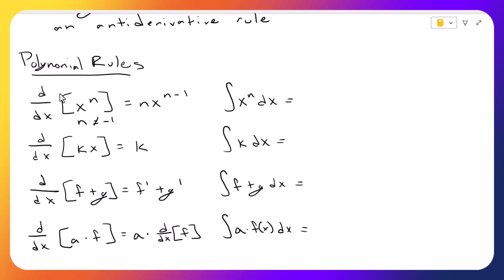So our power rule says that the derivative of x to the n is n times x to the n minus 1. Well, what is the antiderivative of that going to be? We're going backwards. So let's think about what happened to our exponent. Our exponent was subtracted by 1. So instead of subtracting 1, we are going to add 1 to our exponent.